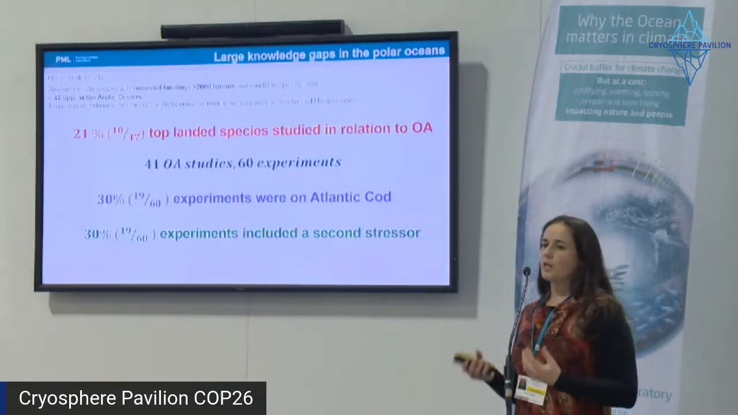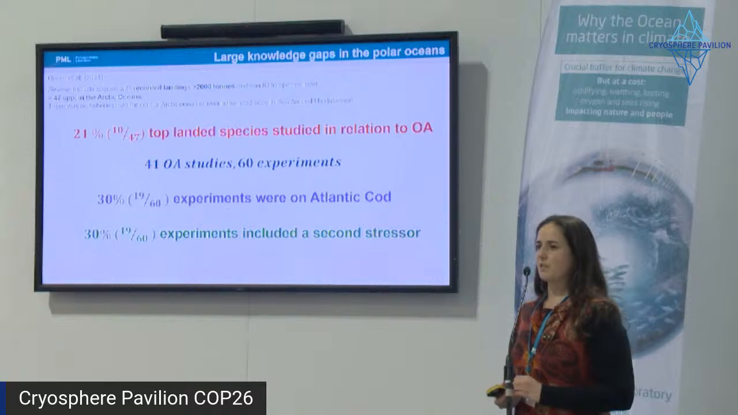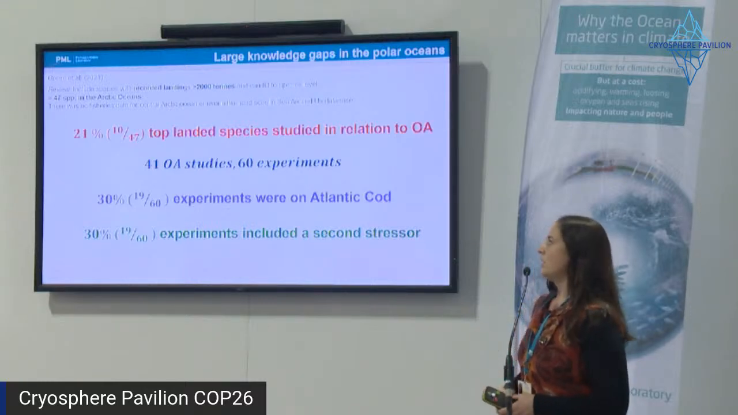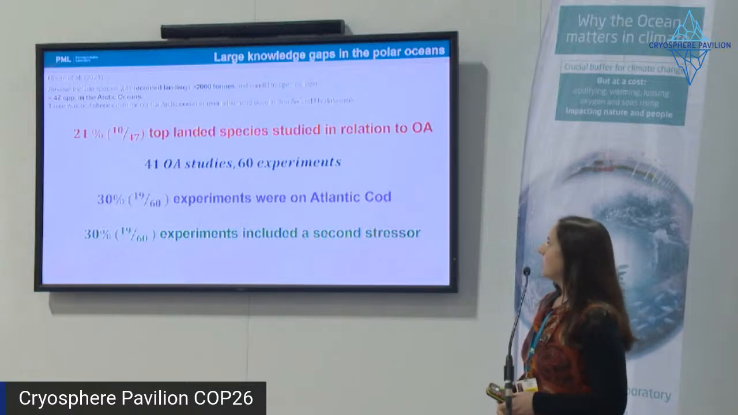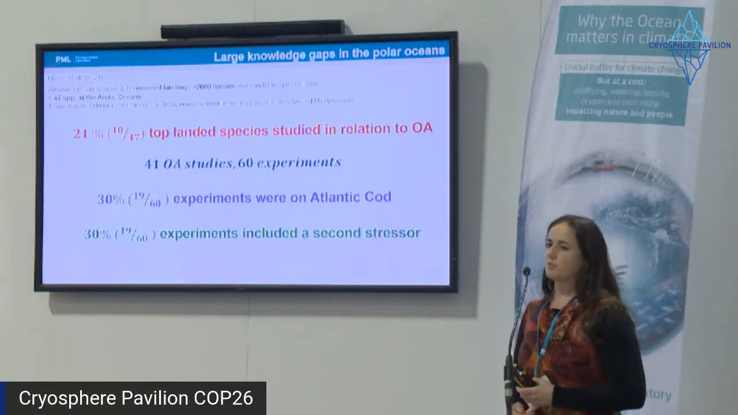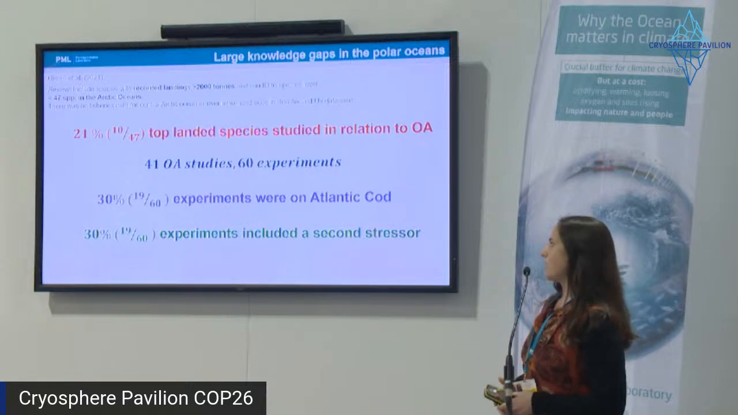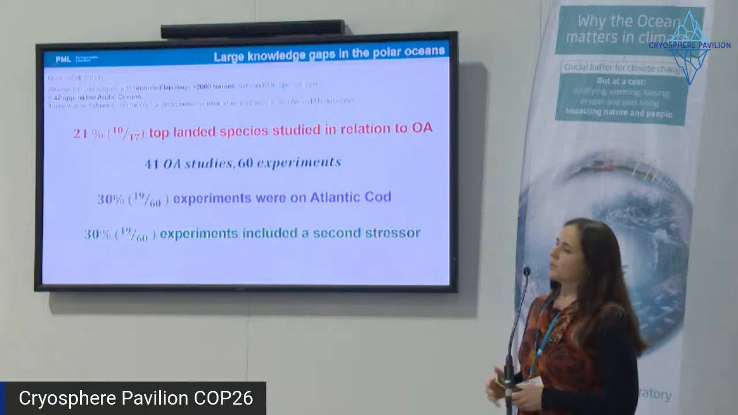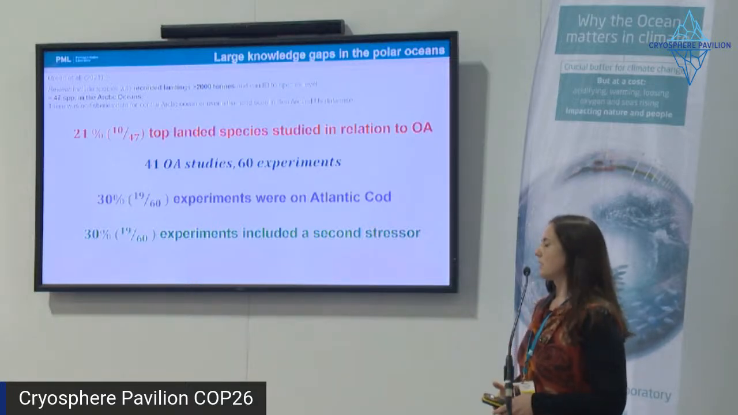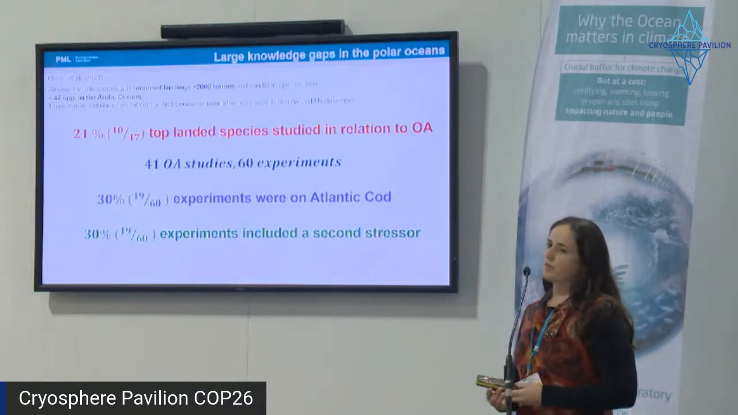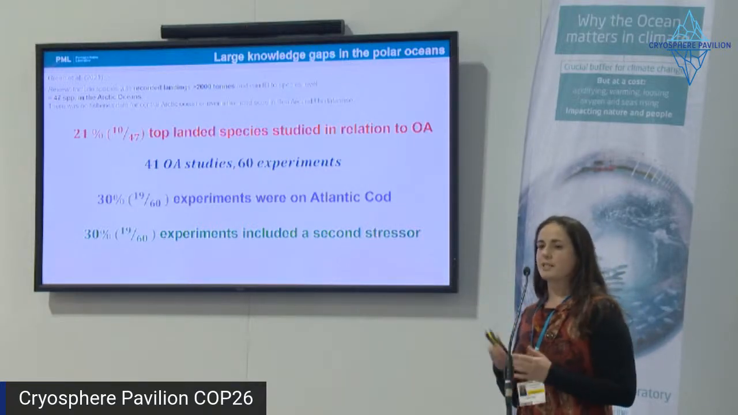So one of the knowledge gaps we have is what these fisheries are going to experience in terms of ocean acidification. We have a PhD student who's been working on this issue, and she recently published a review that suggested that of the top 47 species landed, in terms of recorded landings above 2,000 tons, only 21% of those species have been studied with respect to ocean acidification. So there's a huge knowledge gap in that respect. Of those 47 species, there were 41 studies with 60 experiments. Of those, 30% were on Atlantic cod. So you can see there's a massive discrepancy in where we're putting our energy in terms of understanding species impacts.